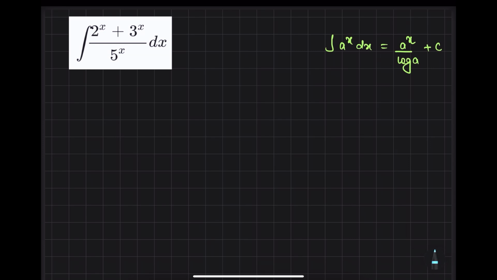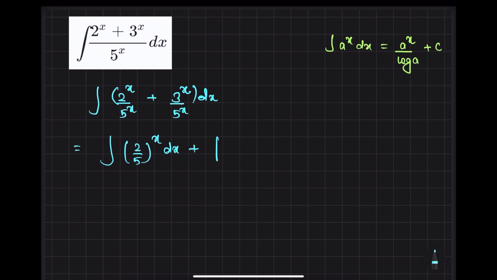So what should we do? Just segregate this question. So can I write 2^x / 5^x + 3^x / 5^x dx? Okay. Now you know that while dealing with integration, if you have addition or subtraction, you can segregate. So can I write (2/5)^x dx + (3/5)^x dx?